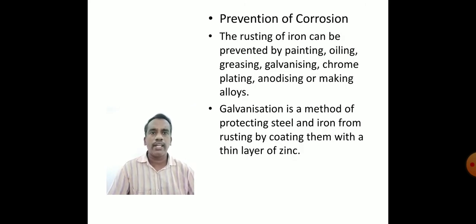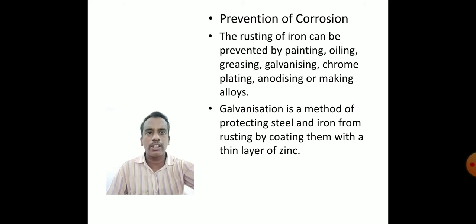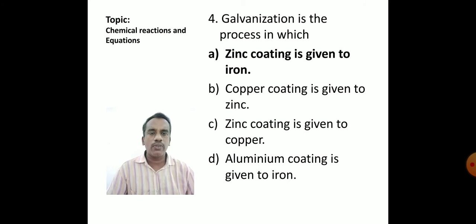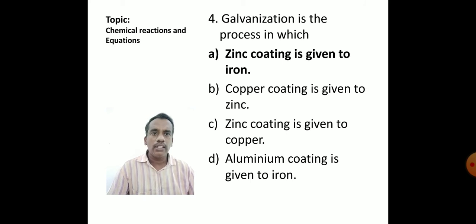Let us see the concept here: prevention of corrosion. Rusting of iron can be prevented by painting, oiling, greasing, galvanizing, chrome plating, anodizing or making alloys. Galvanization is a method of protecting steel and iron from rusting by coating them with a thin layer of zinc. So what answer can we expect now? Galvanization means a zinc coating is given to the iron. It is not a copper coating, or zinc over copper, or aluminum over iron. It is just zinc coated over iron.